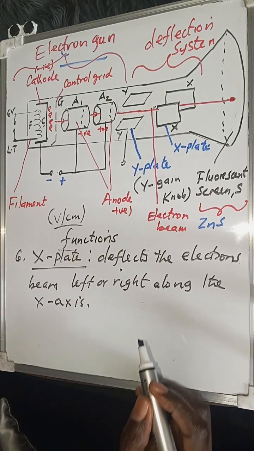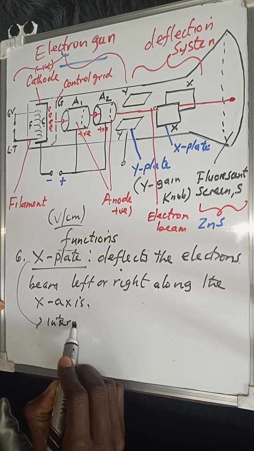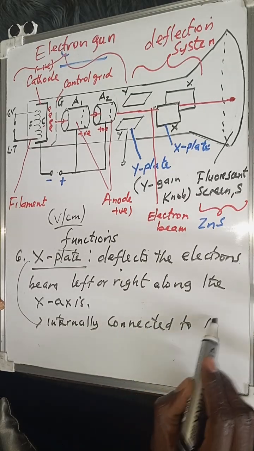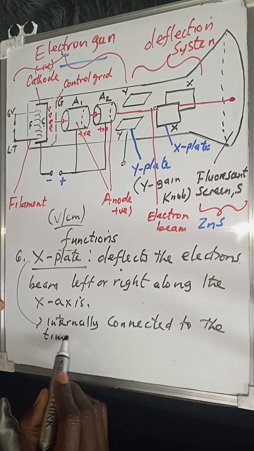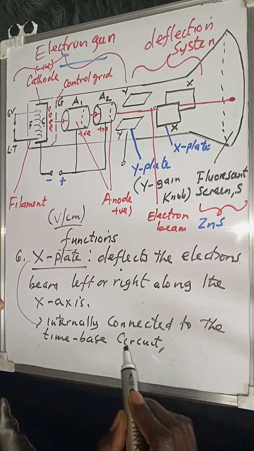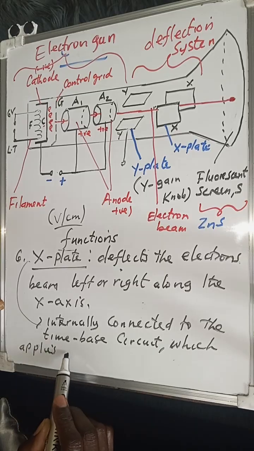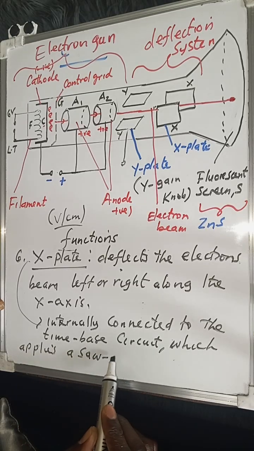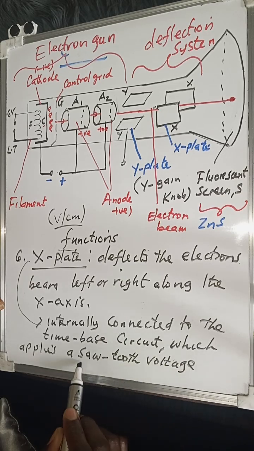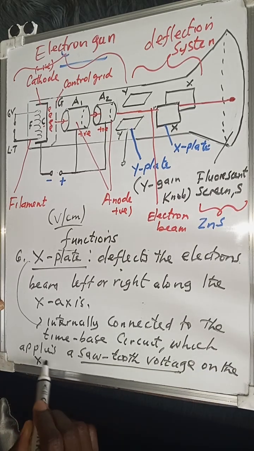The X plates are internally connected. So it is internally connected to the time base, so it is connected to the time base circuit. So this time base circuit applies a sawtooth voltage. I want you to understand that. So it applies a sawtooth voltage on the X plates.